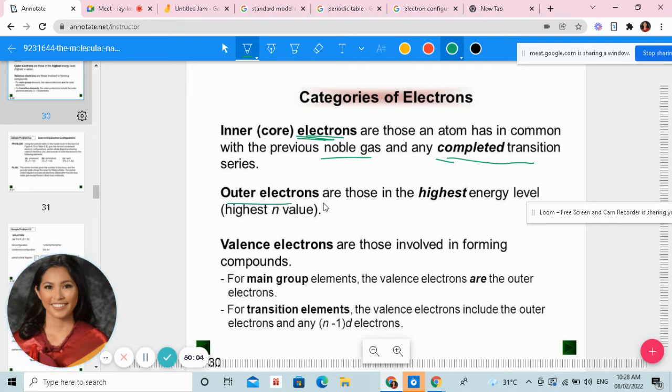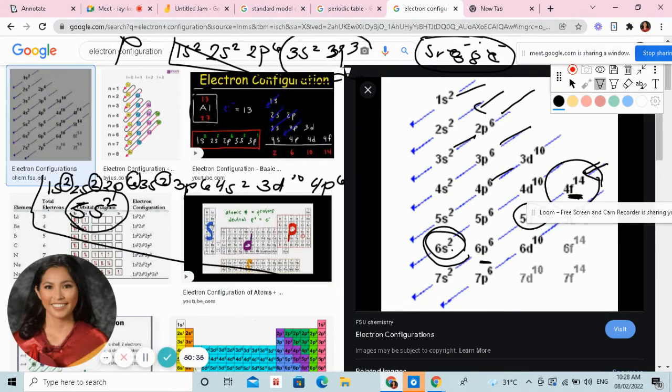So if we have outer electrons, those in the highest energy level, and then we have valence electrons involved in forming compounds. So valence electrons are also the outermost electrons. Tanaw nimo first is the outermost sub-energy level, and then you add the electrons in each sub-level. So we have 2 and 3, so we have 5 valence electrons for phosphorus.